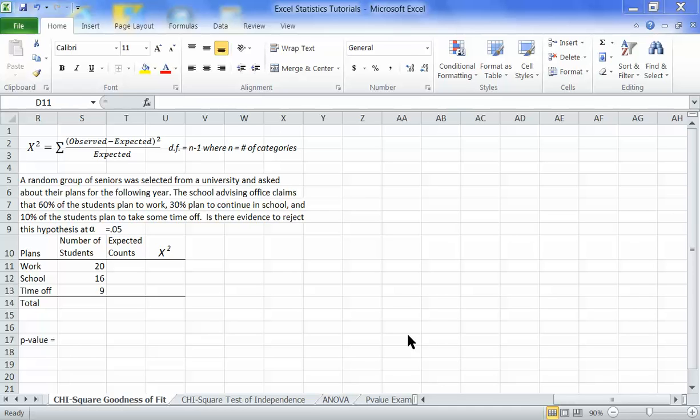So our null hypothesis here will be that the distribution of the students' plans follows this pattern as stated here. Our alternative hypothesis will be that it doesn't follow that pattern.